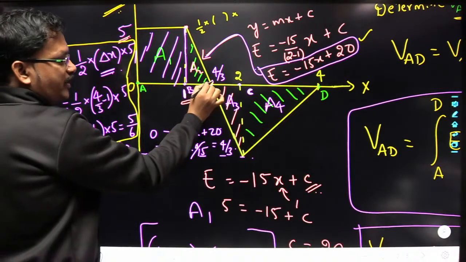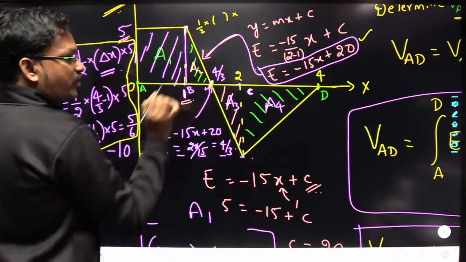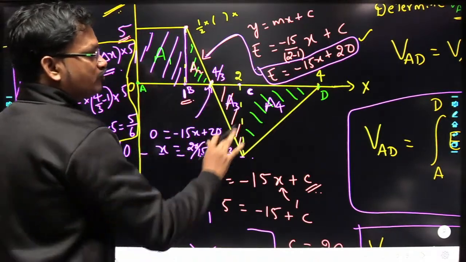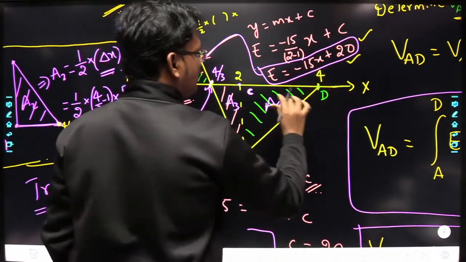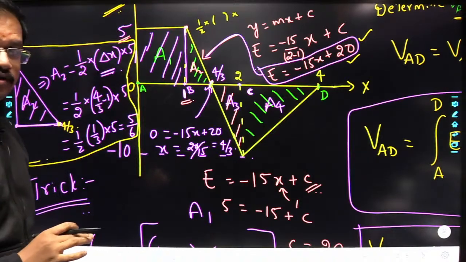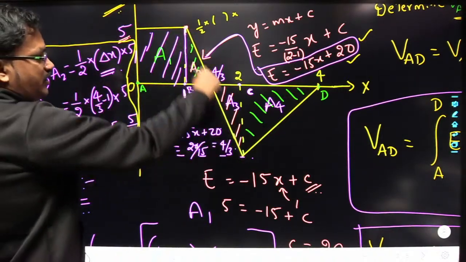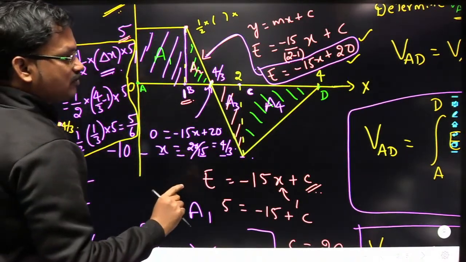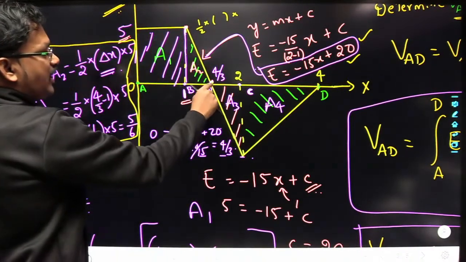So in order to determine this base length, you need this point. I have told how to determine this point here. So we know this equation, yes or no? E equals minus 15x plus 20. Understood? Along this line, we have taken x equal to 1.